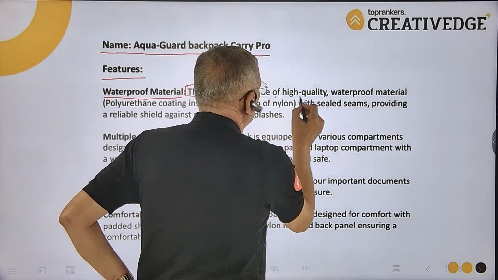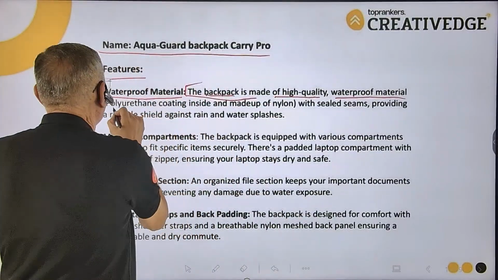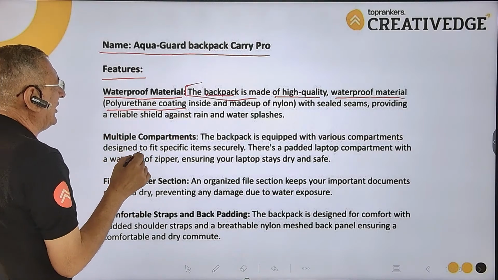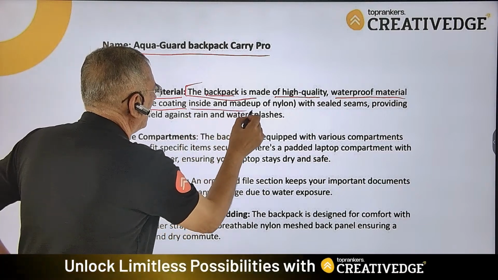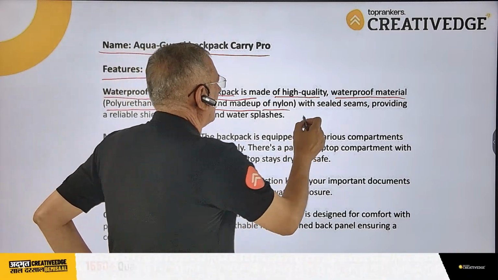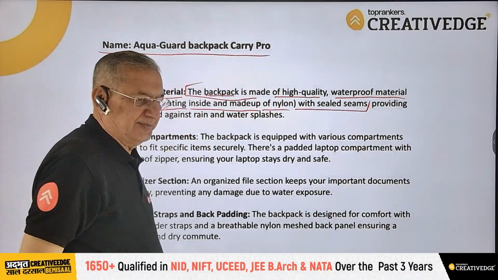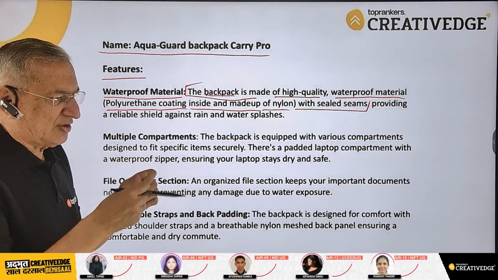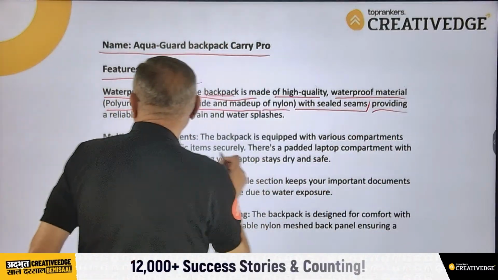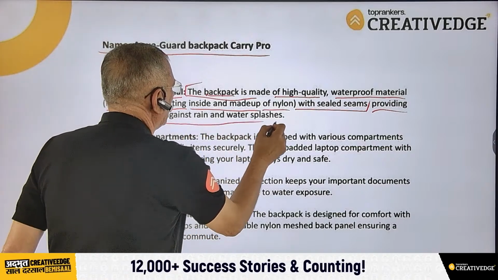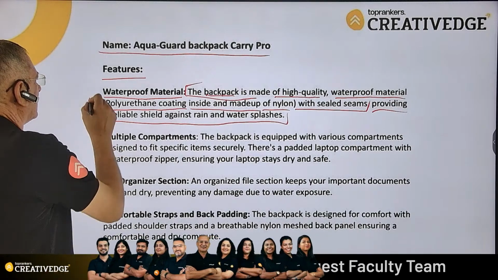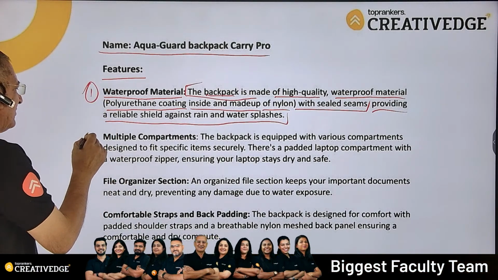It is made up of high quality waterproof material. Like you can also mention the name of the material, polyurethane coating inside and made up of nylon, with sealed seams. That is where the stitching is done. It should be sealed. Otherwise, water would leak inside, providing a reliable shield against rain and water splashes. So that was one part of the brainstorming.